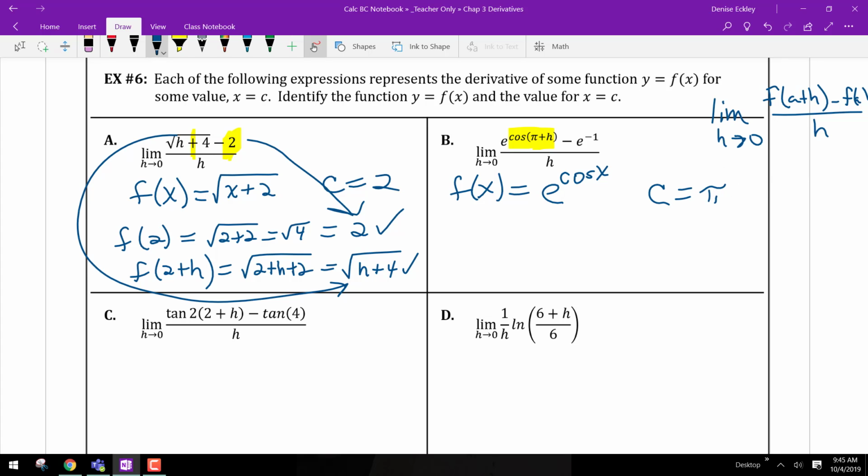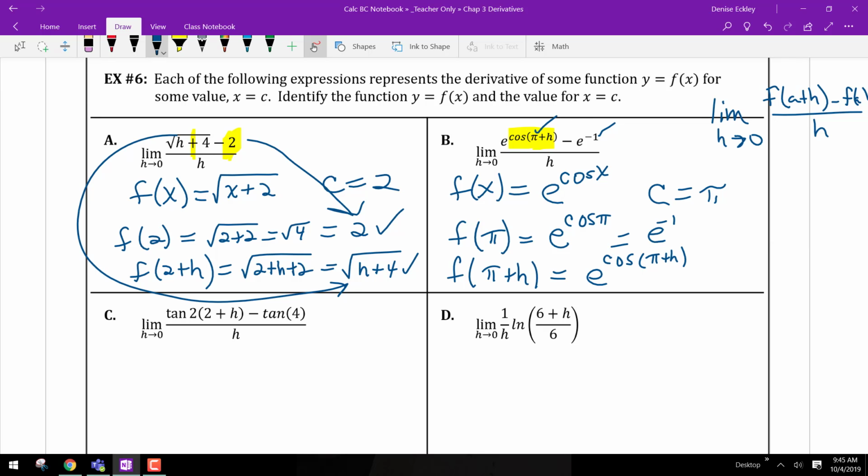And just to verify that, I want to check f of pi would be e to the cosine of pi, which would be e to the negative 1, which is what we have here. So that works. And f of pi plus h would be e to the cosine of pi plus h. So that works there. So that one is good. I'm going to do one more, and then I'll let you do the last 3.